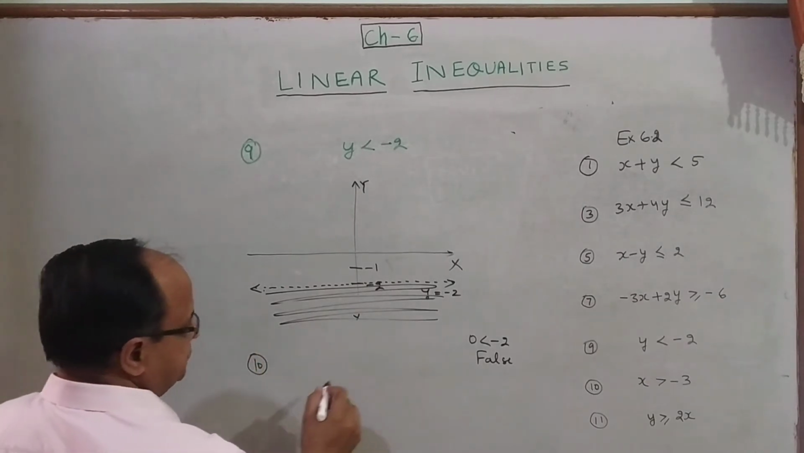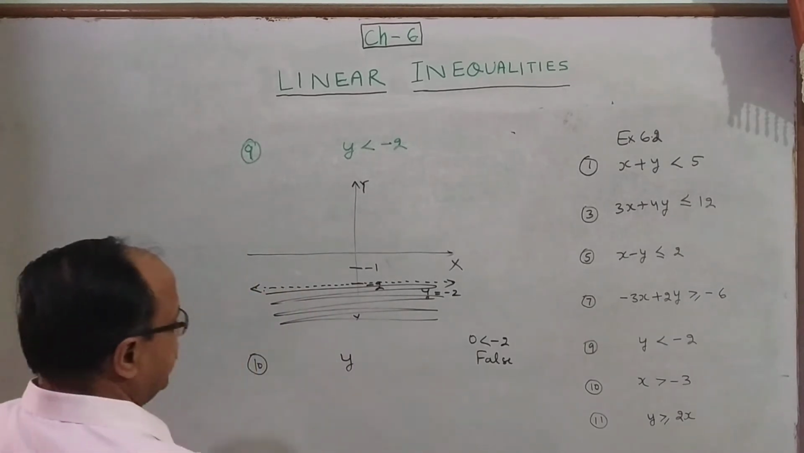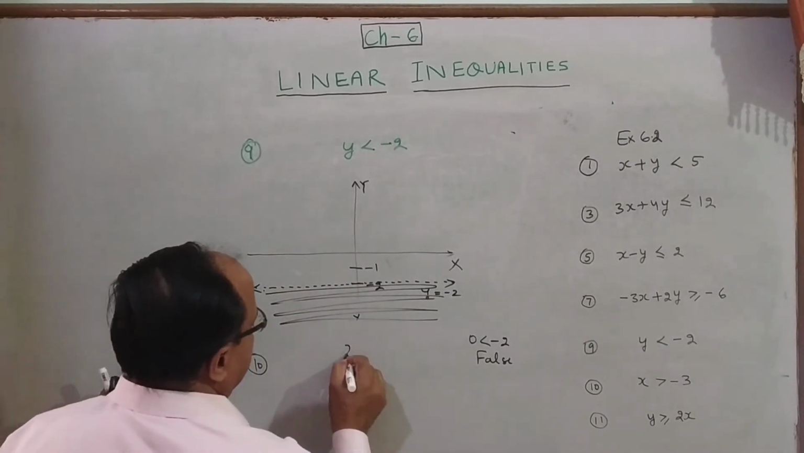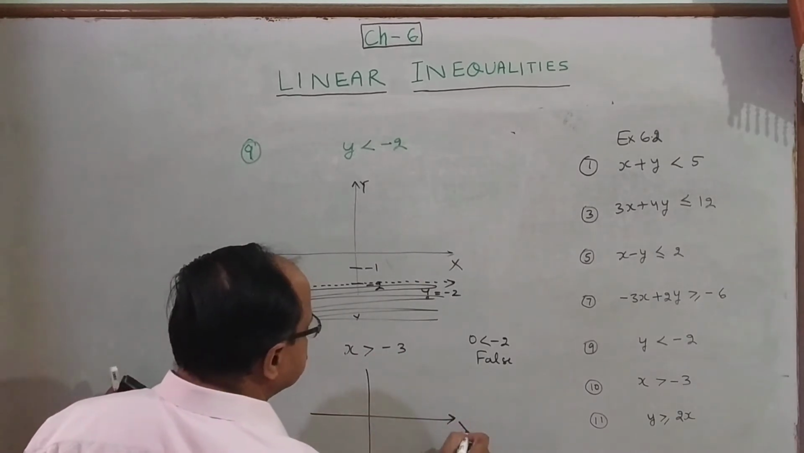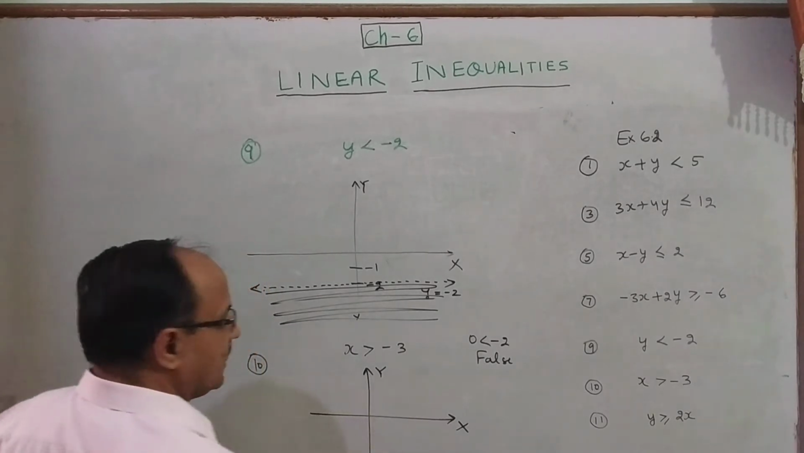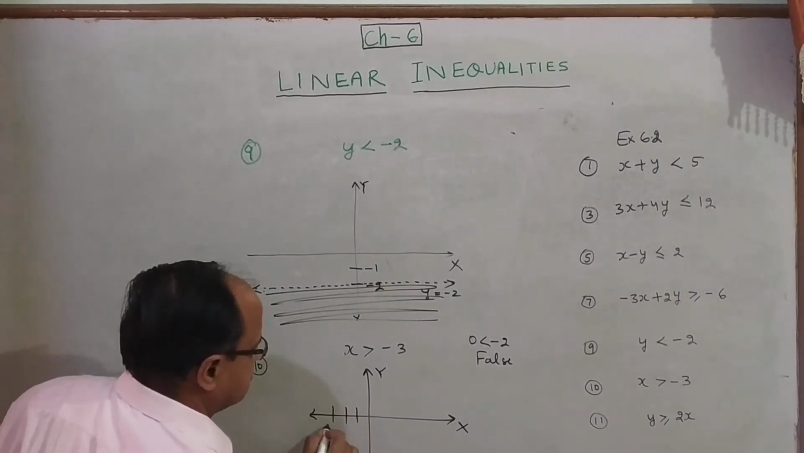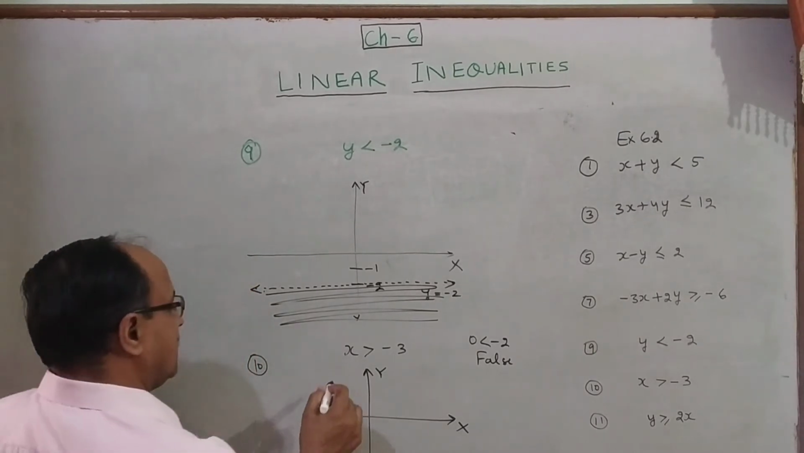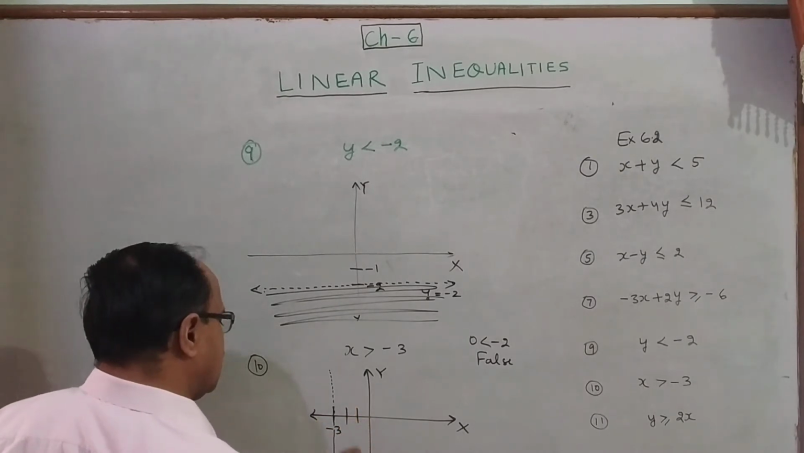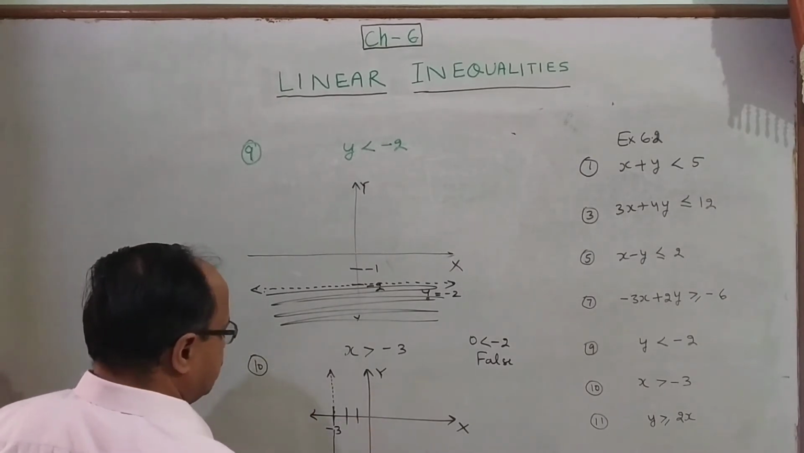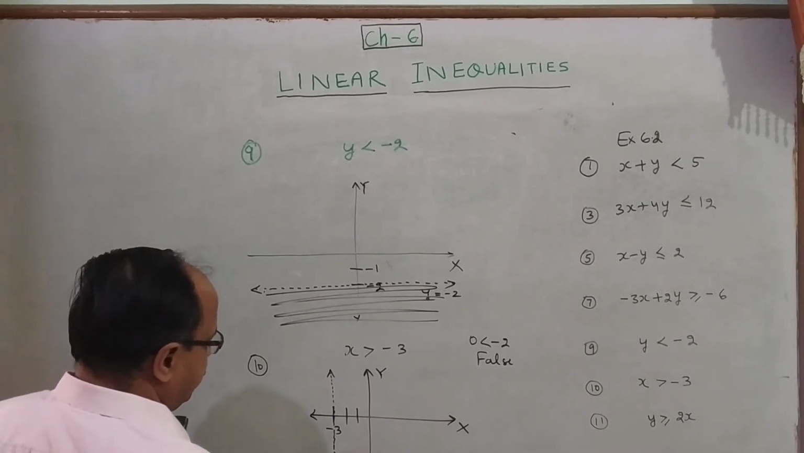Question number 10. X greater than minus 3. X greater than minus 3, minus 1, minus 2, minus 3. There is minus 3 and the line is parallel to the y-axis. Dotted line, correct?